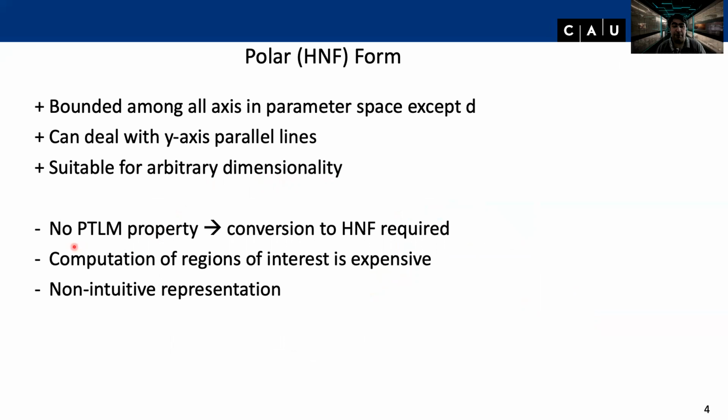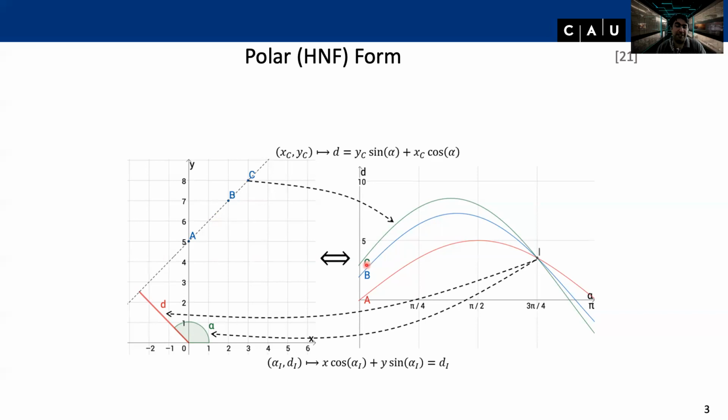However, it does not have this point-to-line mapping property. So you still need to convert it. What does it mean actually? It means a point here corresponds to a sinusoidal curve here, but a point here corresponds actually to a line. So you have point to curve and point to line. So this is not an exact mapping as we have in the slope-intercept. In slope-intercept, in the previous case, a point corresponds to a line here, and a point here corresponds to a line there in the original data space. This point-to-line mapping property is broken.